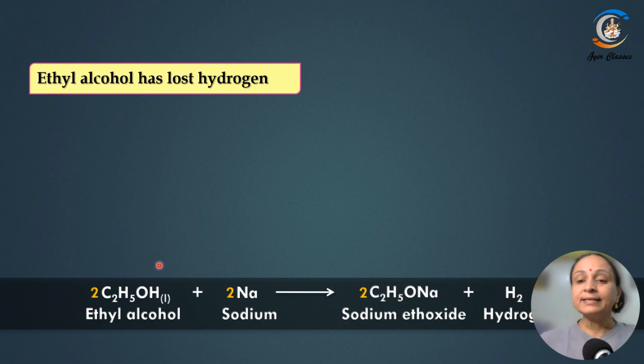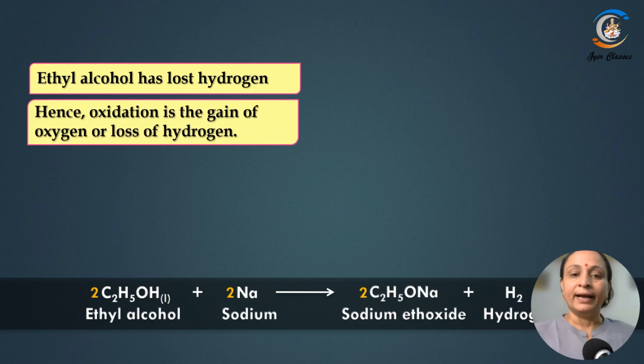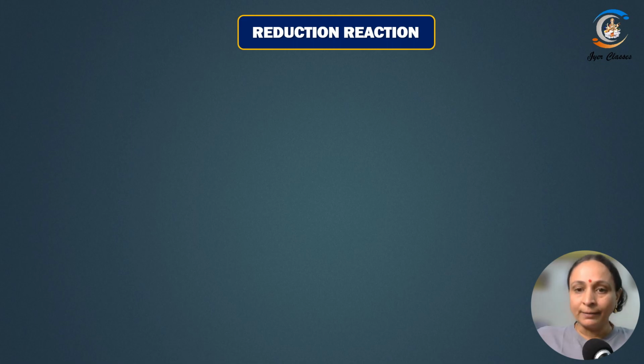So another example of oxidation is the removal of hydrogen. If hydrogen is removed from the substance, that also is oxidation. So in ethyl alcohol, if you add sodium, you get sodium ethoxide and hydrogen is removed. So this is also an example of the oxidation reaction. Oxidation is the gain of oxygen or the loss of hydrogen. Both are possible, right? We will talk about the reduction reaction now.